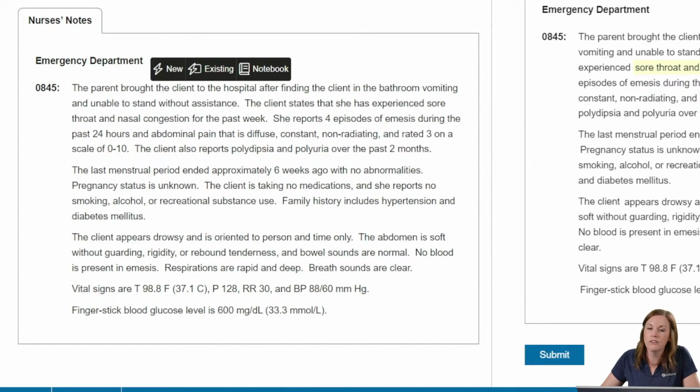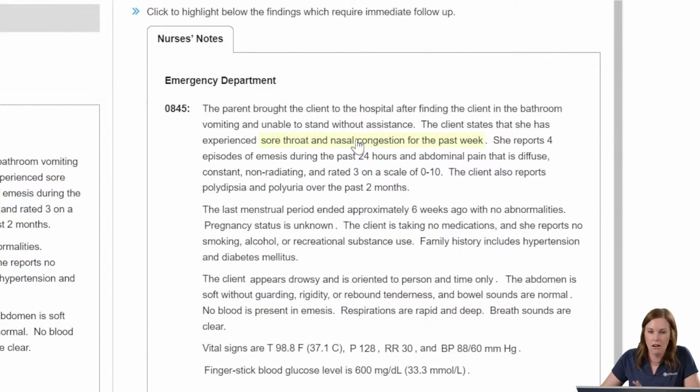Okay, so let's go over here. I'm going to hover over our options, and then I'll keep summarizing them. You guys feel free to drop in the chat what you think are the right answers. I'm going to check the chat, and then we'll answer it together. So we have as an option sore throat and nasal congestion for the past week.